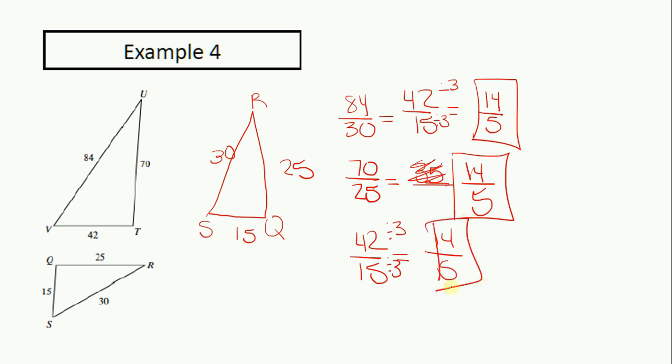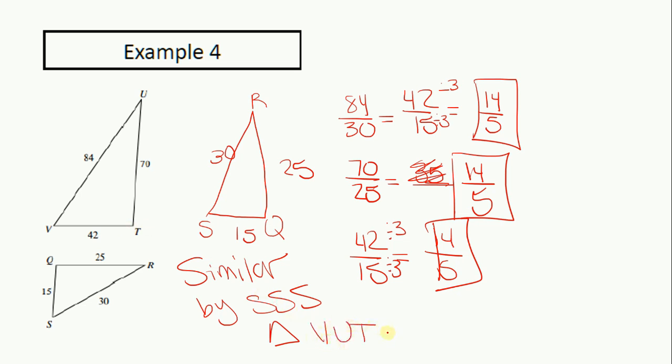So all sides are similar. That works. So I can say they are similar by SSS. And I know that is triangle VUT similar to SRQ.